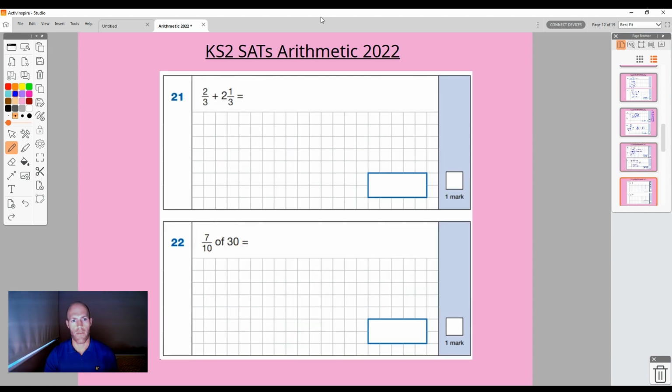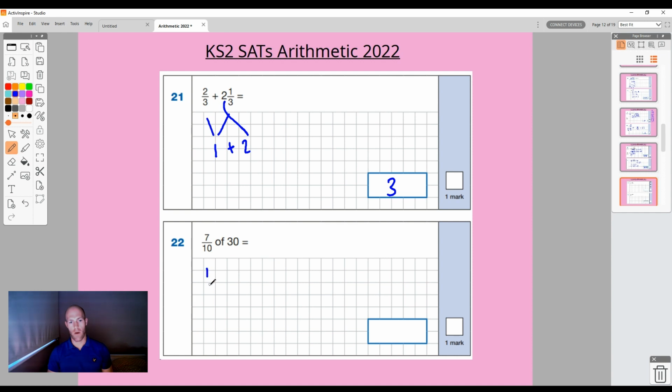Next one, we have a fraction adding to a mixed number. So I've got 2/3 over here. This one's going to fit nicely. 2/3, add a third is 1. Then I've got my 2 over here. So it ends up being 1 add 2 equals 3. Just looking at these fractions, I've got 2/3, add a third, 3/3, or 1 add 2. The answer is 3.